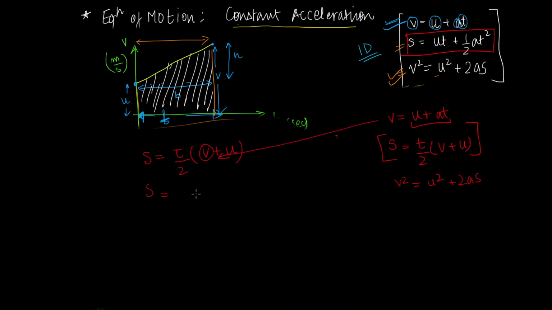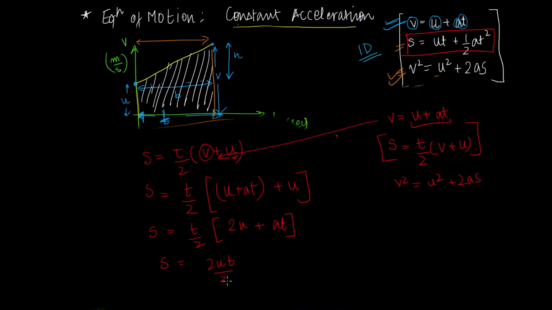So we have s equals t by 2, and instead of v, we write u plus at, plus u, which is this one right there. So now we have s equals t by 2 times 2u, adding these two u's together, plus at. And this comes down to s equals, multiplying the first term, 2ut by 2 plus at squared by 2. Cancel the 2 out, and you're left with s equals ut plus half at squared, which is the second equation as well. So there you have it.